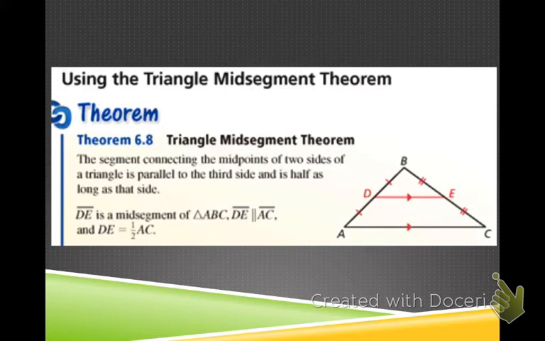All right, now we have a theorem that says the segment connecting the midpoint of two sides of a triangle, so in this case, we have a midpoint of D and a midpoint of E, so our mid-segment is DE, is parallel to that third side, so DE is parallel to AC, and is exactly half as long as the third side. So DE is 1/2 the length of AC.